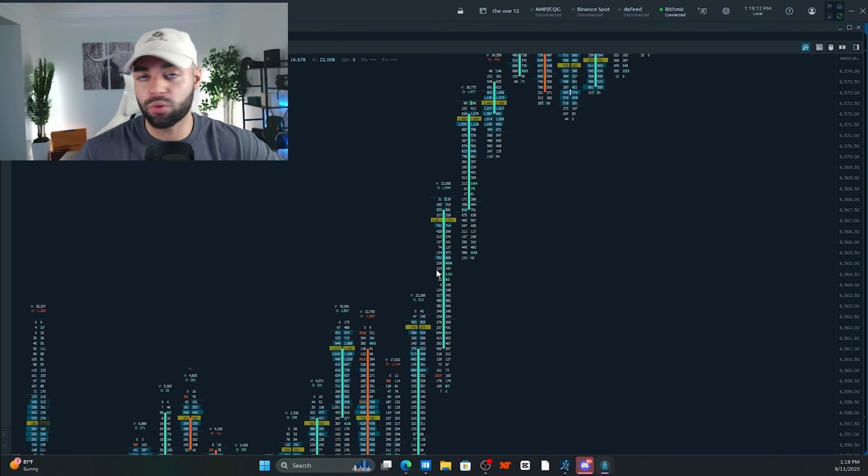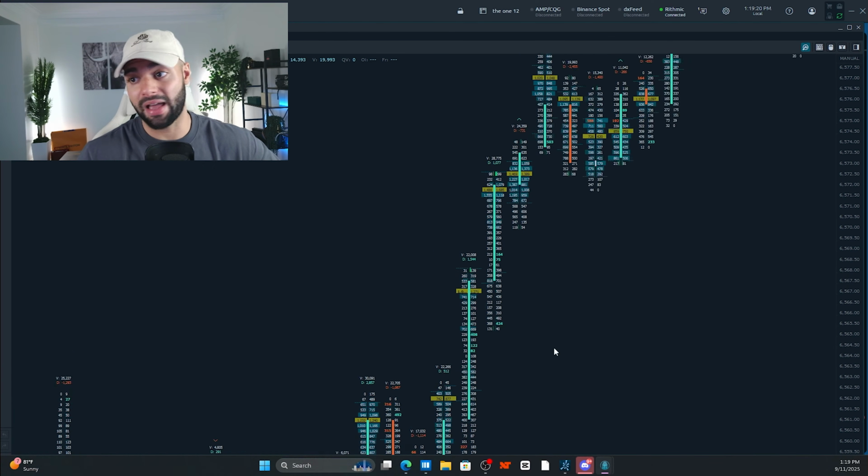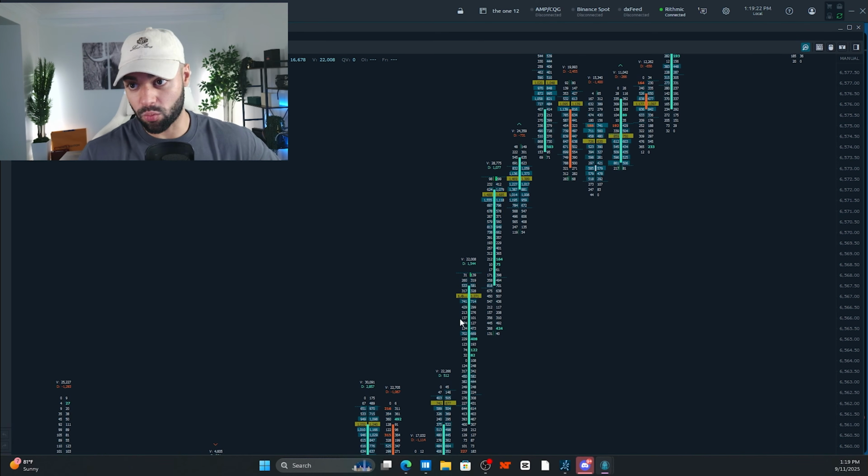Now, looking at the footprint chart, what was the weakness in the retest? This is a candle that broke with a lot of volume. Volume was picking up from 17 to 22 to 22,000. Really good buying pressure. And the lower wick of this candle that retested the broken supply had dead volume.